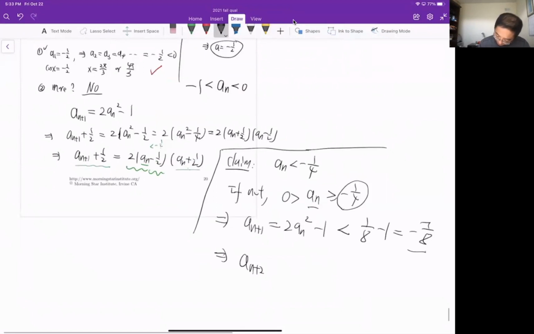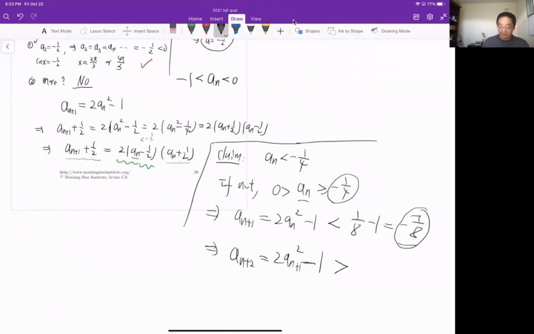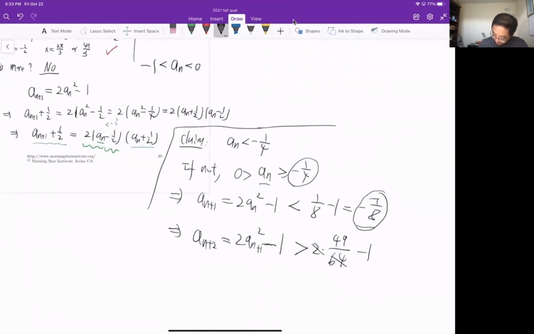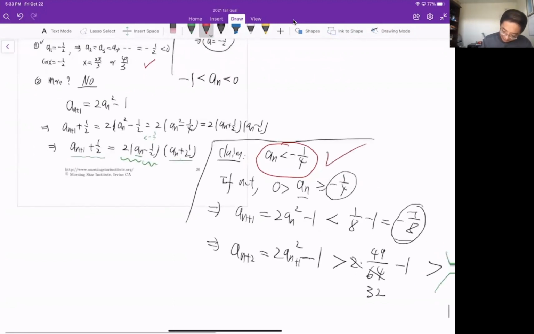Then look at the next term. This is twice of a_{n+1} squared minus 1, and this one will be greater because a_{n+1} is less than negative 7 over 8. So 2 times 49 over 64 minus 1, and then you see this is positive, which is not what we want, because we want each term to be less than 0. Therefore, each one has to be less than negative 1/4. So this is correct.